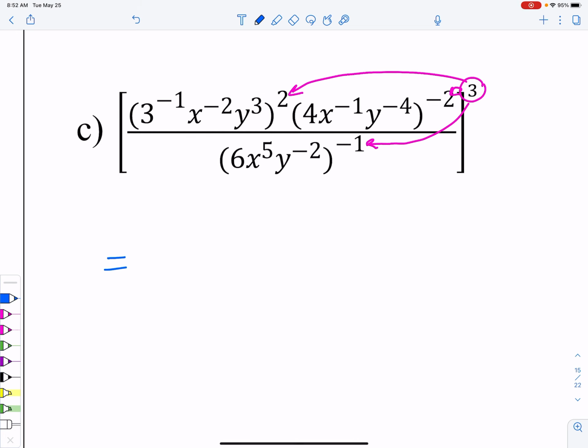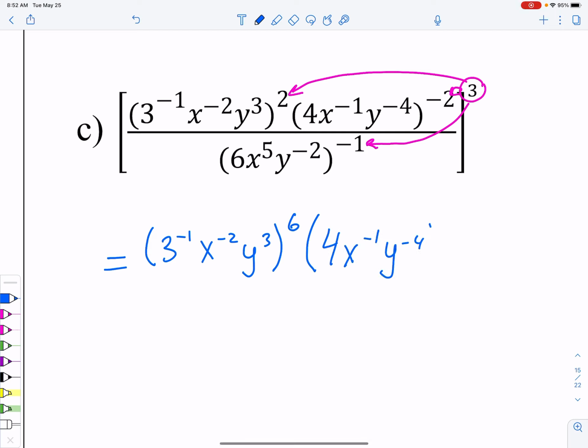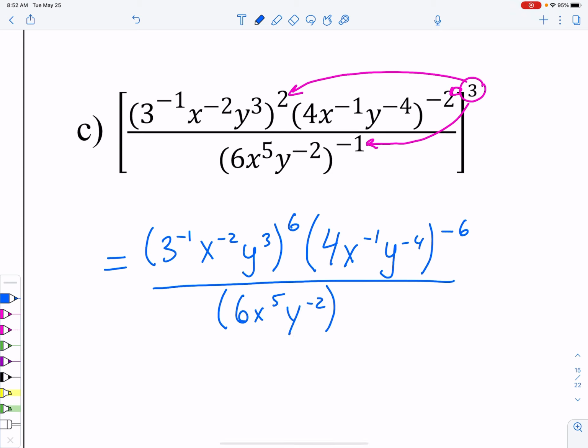So our first step here, we get 3 to the negative 1, x to the negative 2, y to the 3, and then we have 2 and 3 gives us 6. We get 4x to the negative 1, y to the negative 4, and then we have minus 6. And on the bottom, we have 6x to the 5, y to the negative 2, and then minus 3.